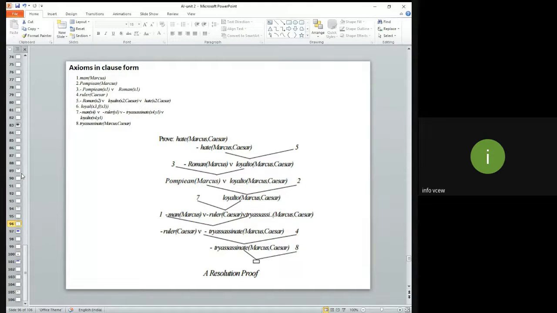Take the screenshot of this, then match it with the axioms and the clause forms and you can understand. Otherwise I can explain in the next class. Any doubt in this? No, ma'am. So all have taken the screenshot? Yes or no, ma'am? We took.